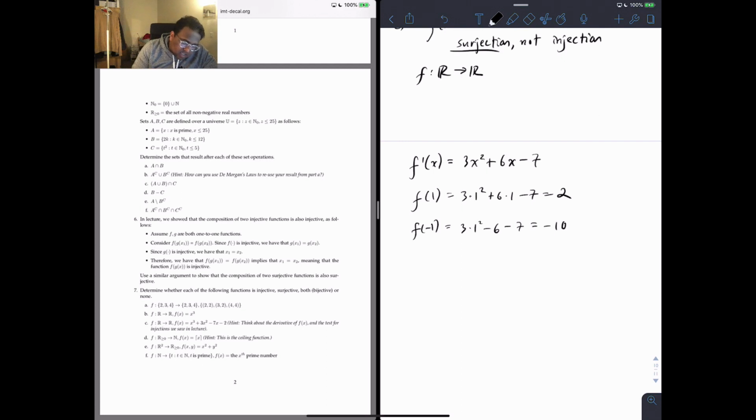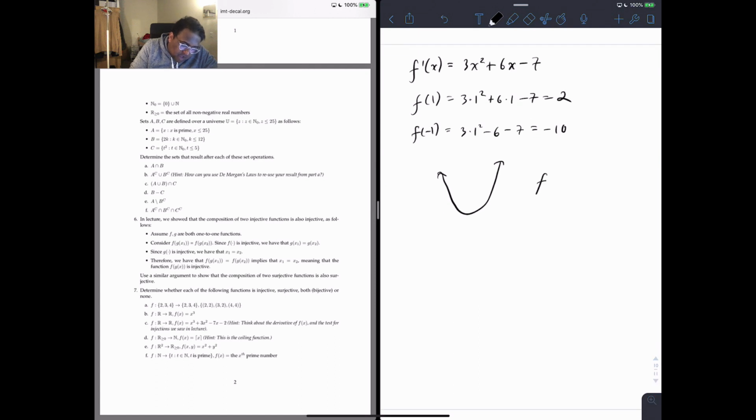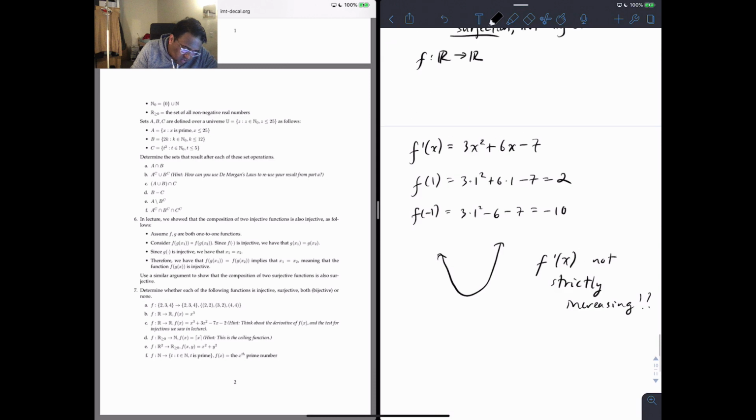We'll have, at some point, something that looks like this, okay? And this is clearly not an injection because it won't pass the horizontal line test, okay? So f is a surjection and not an injection, okay? F prime of x is not strictly increasing. Cool.